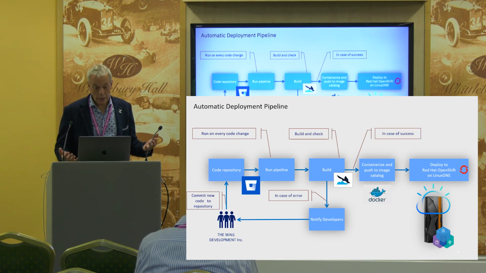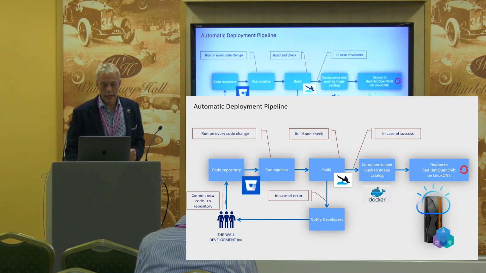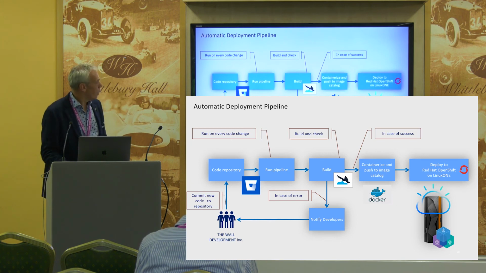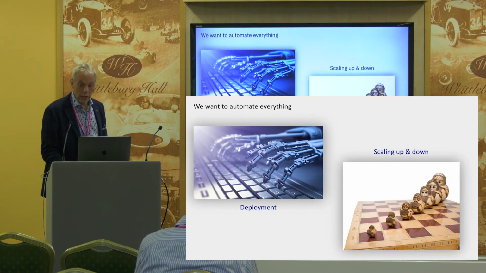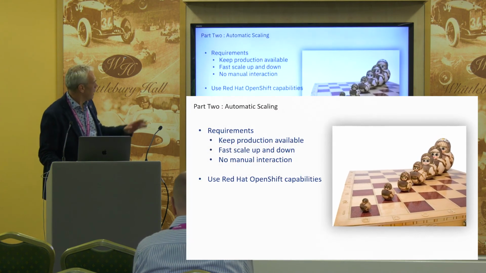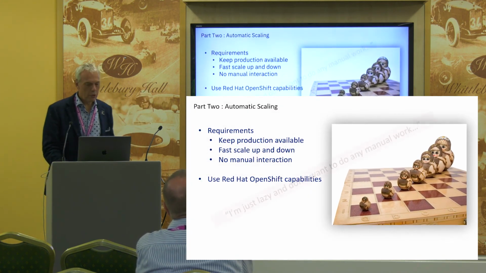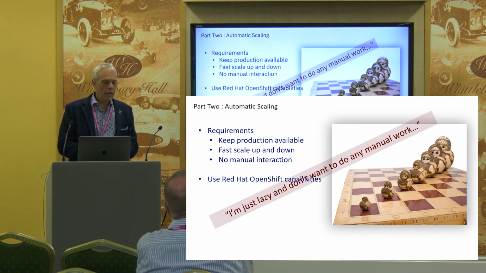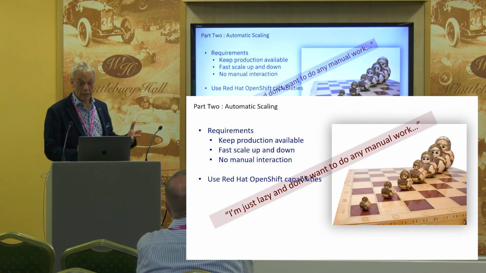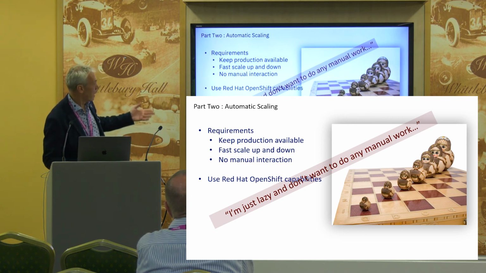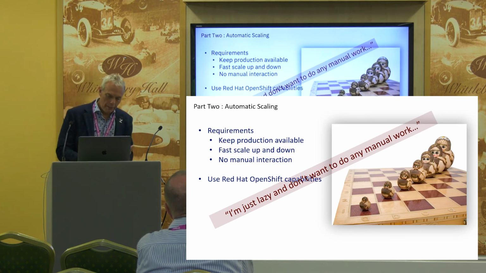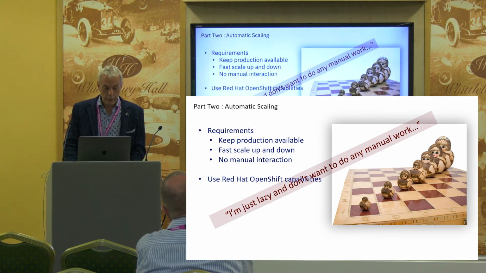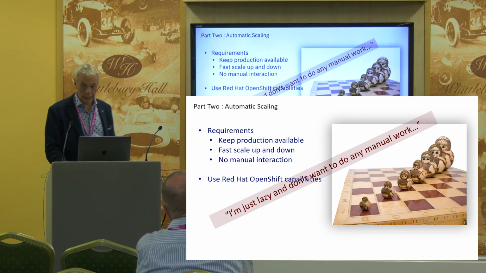So it's a very automated process, no manual interaction anymore, and they even decided to automate the scaling up. The requirement again was to keep production availability, not to do anything manual. Red Hat OpenShift has those capabilities, and as Chris said, I'm just being lazy, I don't want to do any manual work. So if demand came up, they just spun up another couple of containers to disperse the work, and then scaled down automatically if demand slowed down.